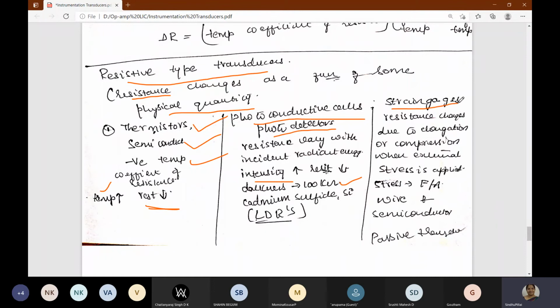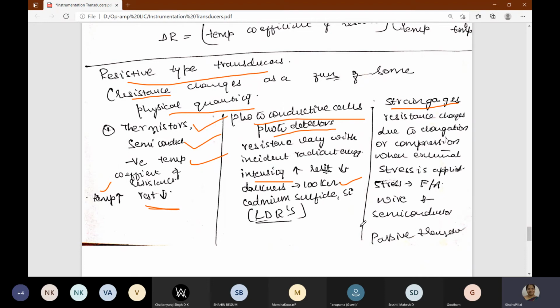And strain gauges, as I have told, whenever there is strain, there is a change in resistance. That also is used. And strain gauges are passive transducers. Two types are there, active and passive transducers. Passive requires some external source to make it work. Active can work on its own. Okay, these are the resistive types.